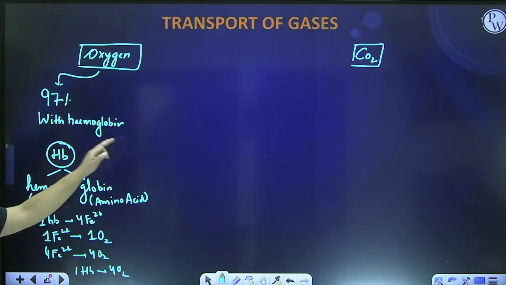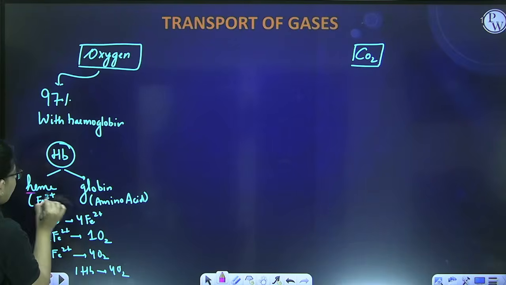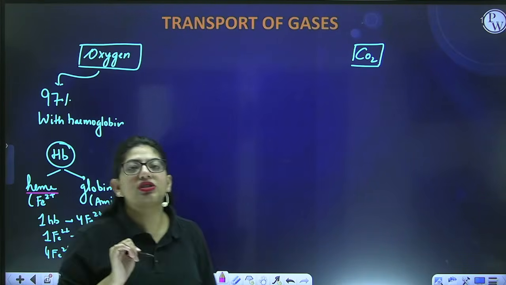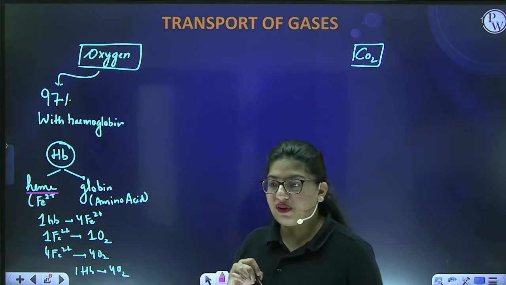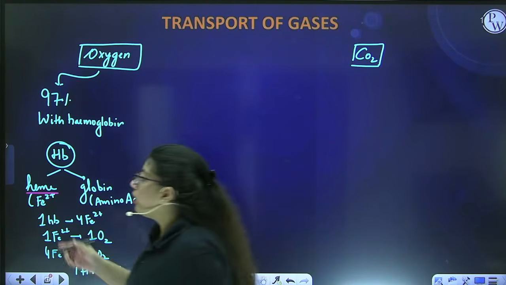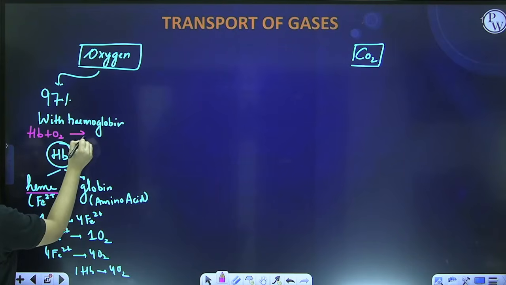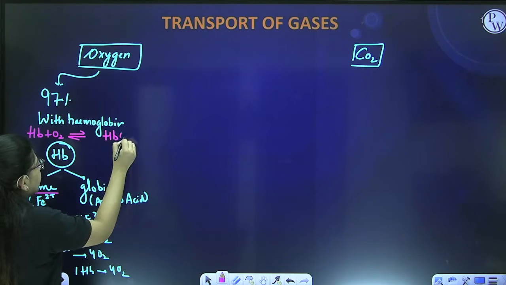So when it binds with the hemoglobin, it binds to which part of the hemoglobin, guys? To the heme part, and it leads to the oxidation of iron. When oxygen binds to iron, it undergoes oxidation. So we say that hemoglobin binds to oxygen in a reversible process, and forms oxyhemoglobin.